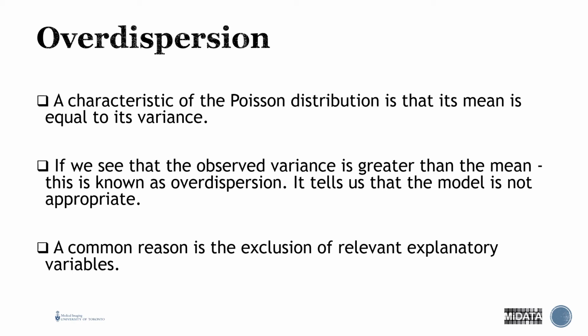And this is a common reason for the exclusion of relevant explanatory variables. So this is what you're going to look for when you're adding your explanatory variables to the model, and you need to see if the model is a good fit: you're going to check over-dispersion.